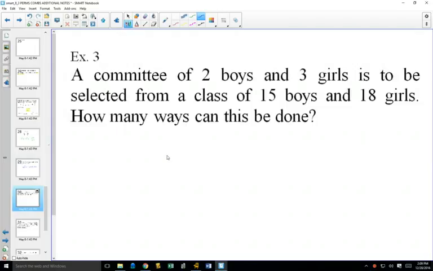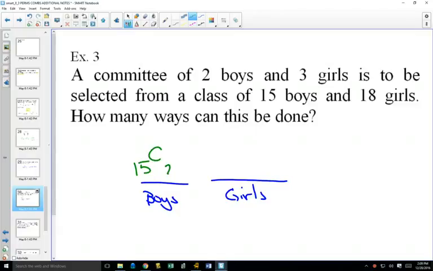Here we've got another question where we're counting 2 different things. We want a committee of 2 boys and 3 girls. So we have 2 main decisions that need to be made. We need to choose our boys and we need to choose our girls. 15 boys, we need to choose 2 of them. 18 girls, we need to choose 3 of them. Since we have 2 decisions to make, we'll multiply those together.